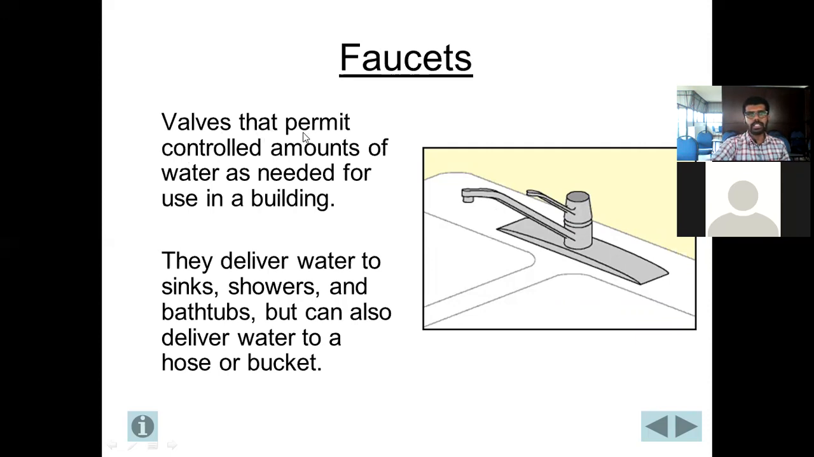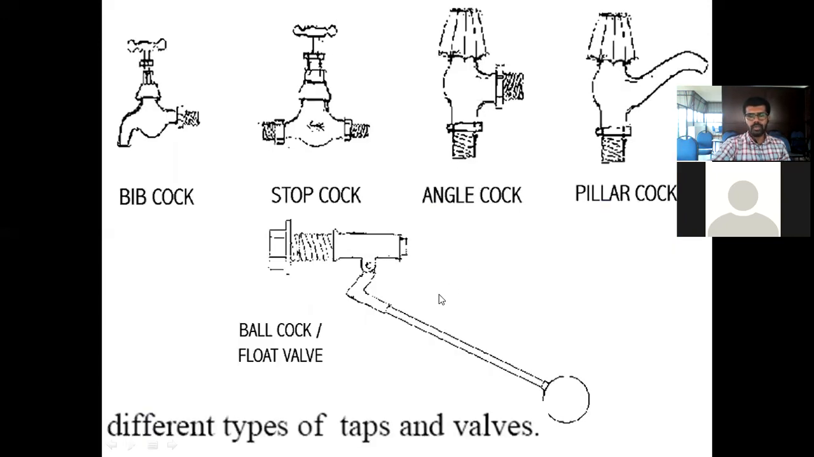So this is also a type of valve that permits a controlled amount of water as needed in a building. They deliver water to sinks, showers, and bathtubs, but can also deliver water to a hose. So these are valves that permit a controlled amount of water as needed for use in a building. Okay, you have seen this. So different types of valves are there. Bib cock, this is like a tap, bib cock. Okay? You have seen these bib cock taps.